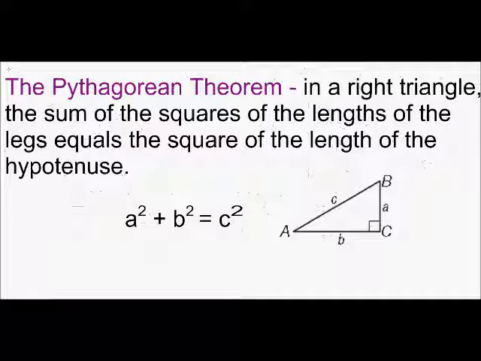Okay, next we have the Pythagorean Theorem. So in a right triangle, the sum of the squares of the lengths of the legs equals the square of the length of the hypotenuse. We've looked at this before. A squared plus b squared equals c squared. C is the hypotenuse, always, because it is opposite that right angle.